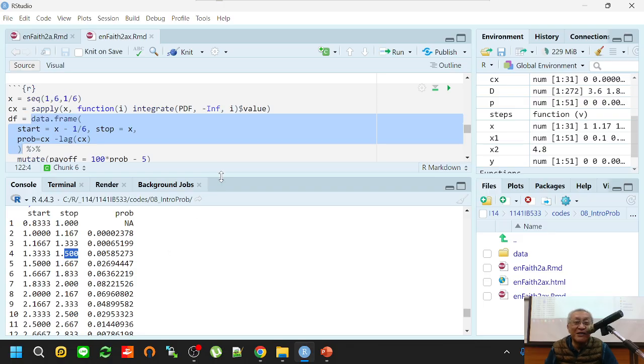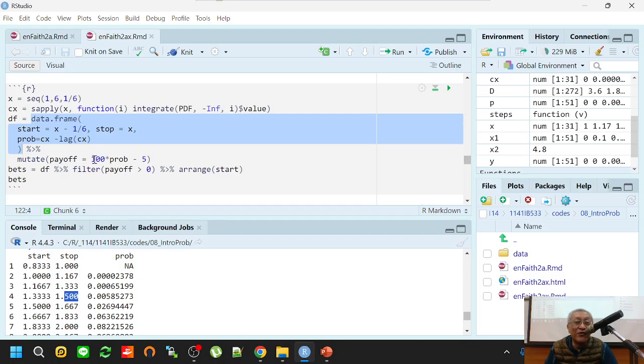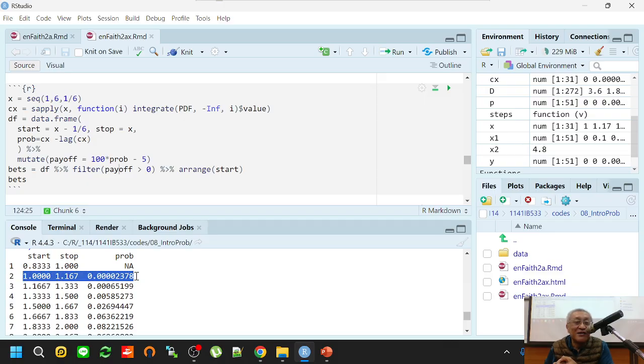We can calculate the net payoff for each period, and we simply do a mutate. The net payoff, if I bet on this 10 seconds, is the probability times 100 minus 5, where 5 is the cost. If I bet on this one, the cost is 5, but I may have a negative payoff.